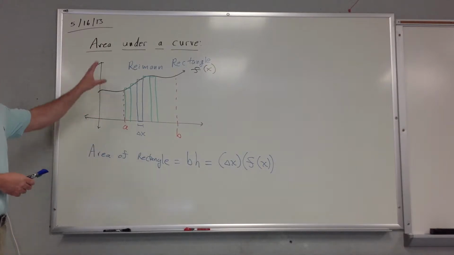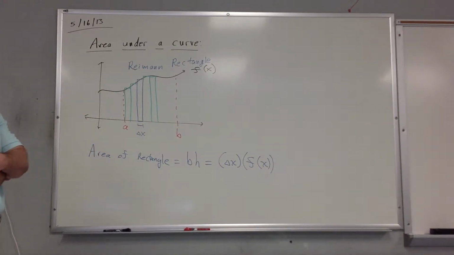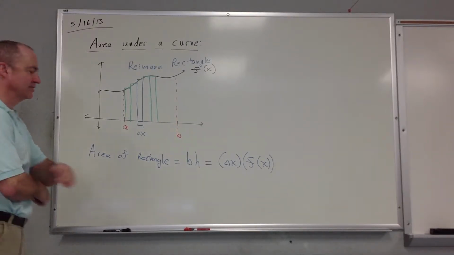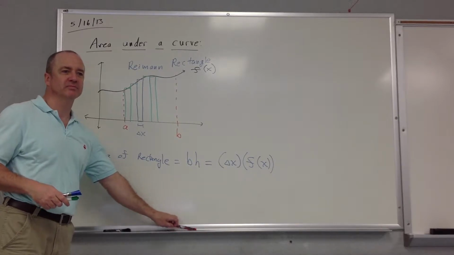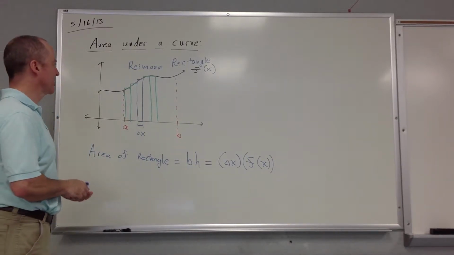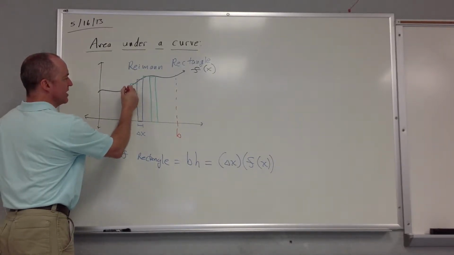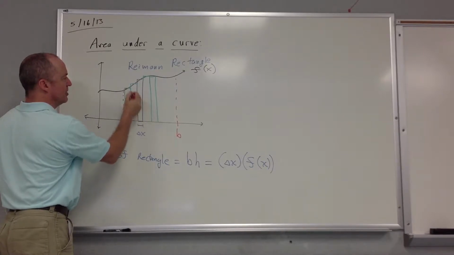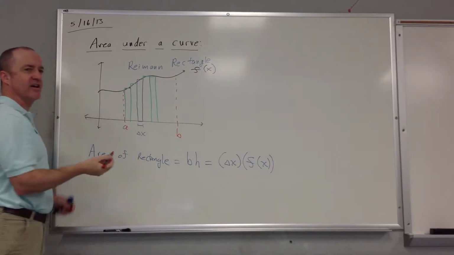But what's the flaw with finding the area with these rectangles? It's not completely accurate. What happens? Break it down for me geometrically. You can't fill a rectangle with a curve. Looks like I'm always going to get a little bit too much area or a little bit not enough area.